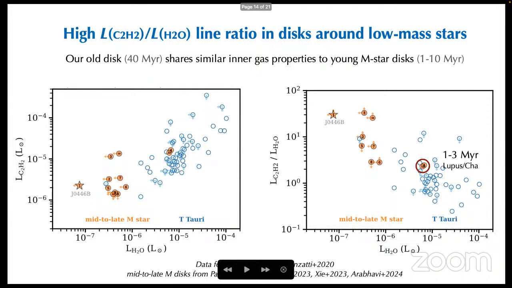We do notice that there are two outliers, which are quite young, but show very similar properties to sun-like stars. So I will come back to that very shortly.